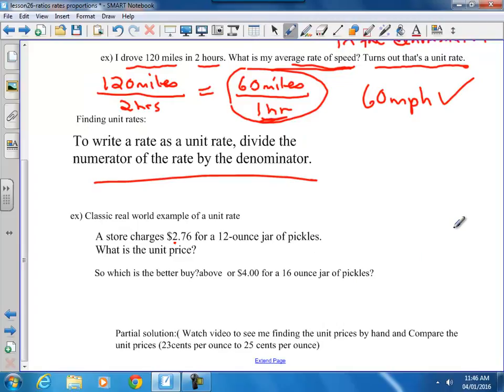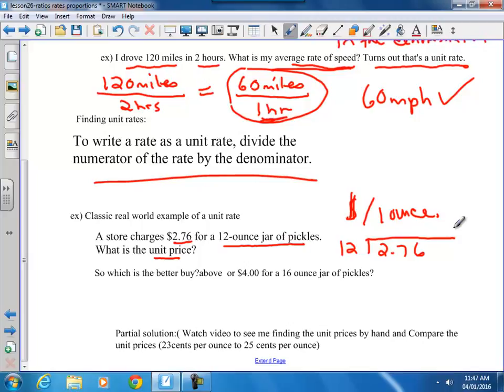So a store charges $2.76 for a 12-ounce jar of pickles. What's the unit price? So unit price means so much money per 1 ounce. So we're looking for so much money per 1 ounce. So I'm going to have to divide the numerator by the denominator, right? So I'm going to have to take 12 into 276.